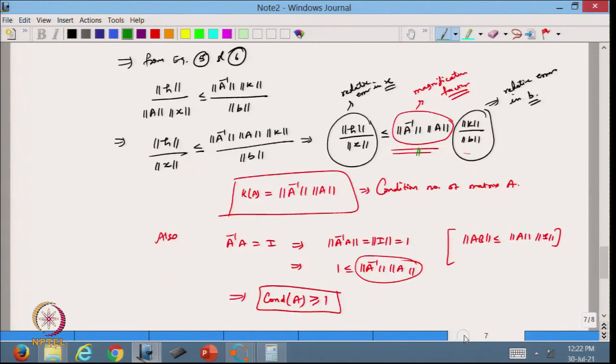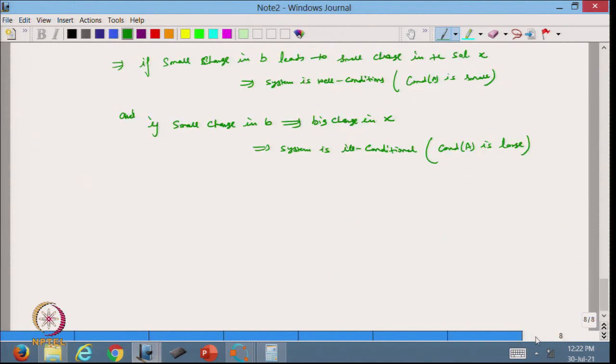So, large means when the condition number of the matrix is close to 1, then it is well conditioned, otherwise it is ill conditioned, because small and large are relative terms. When this is close to 1, the condition number is good enough, and if it is a very big number, then it is called an ill conditioned matrix, or it has a large condition number. This way we can discuss the condition number of a given matrix.